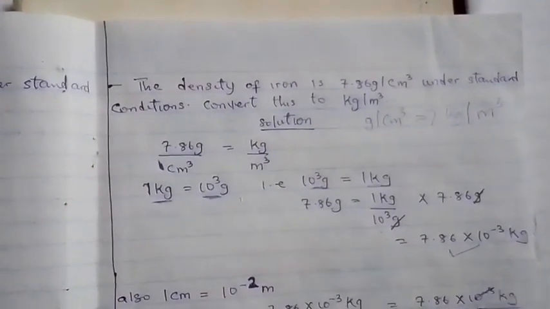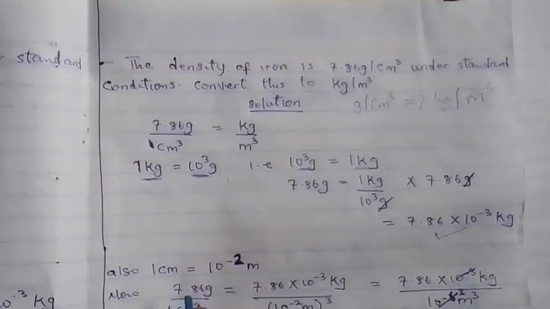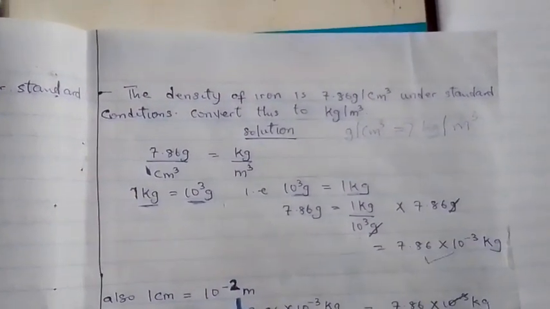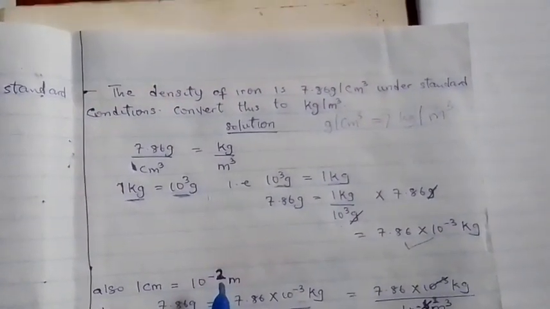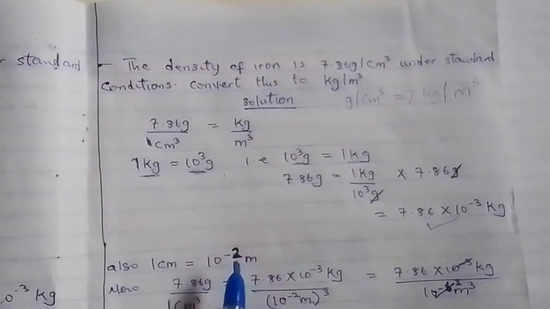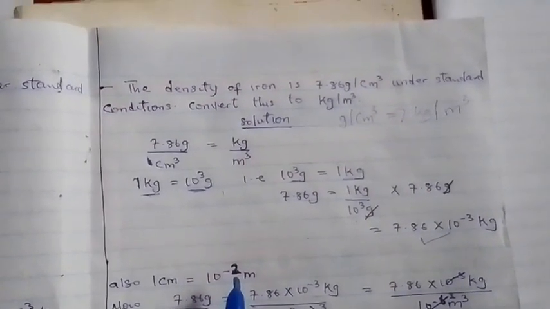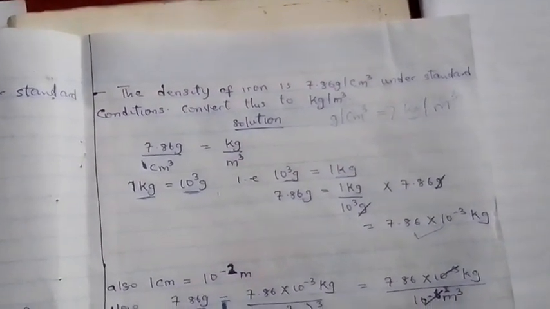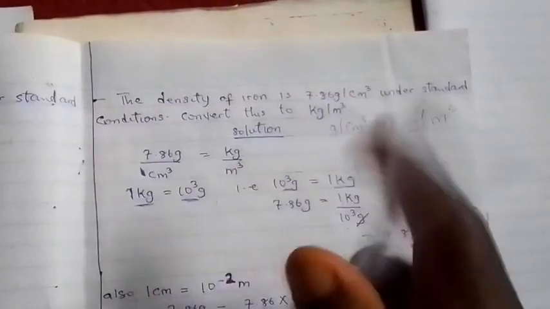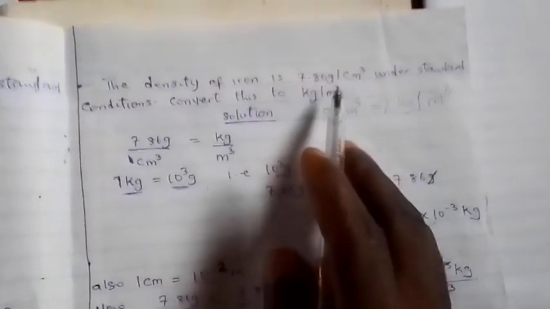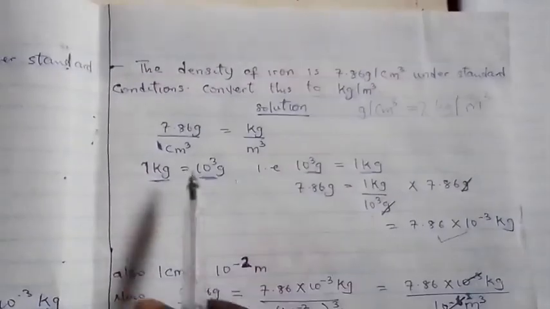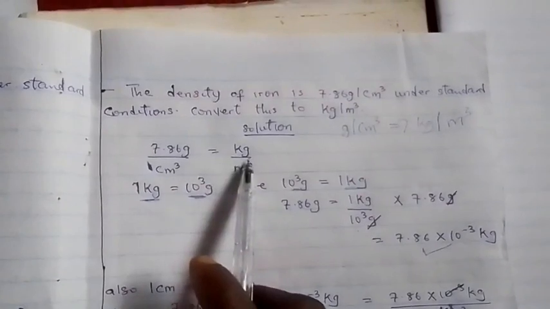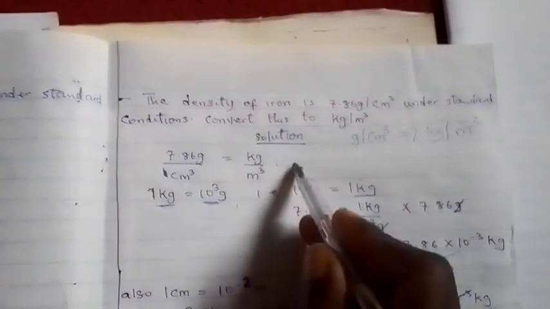Now if we look at another example, the density of iron is 7.86 gram per centimeter cube under standard condition. Convert to kilogram per meter cube. As I've said, whatever you want to convert will be on the left, and what you want to convert it to will be on the right. So we can write 7.86 gram per centimeter cube as 7.86 gram over 1 centimeter cube, equals kilogram over meter cube, which is what we want to convert to.